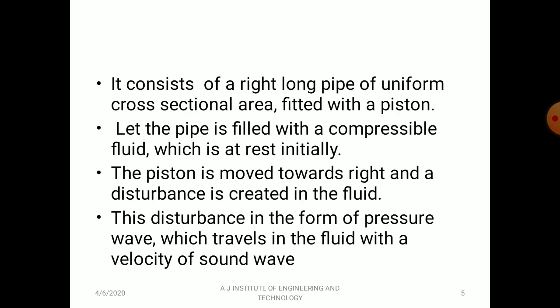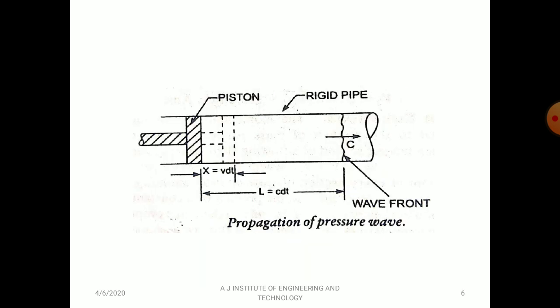So the experimental setup consists of a long pipe of uniform cross-sectional area A, fitted with a piston. This is a simple piston cylinder arrangement. Let the pipe be filled with compressible fluid which is at rest initially. The fluid is at rest, that is it is not going to move initially. The piston is moved towards the right and a disturbance is created in the fluid. Because of the piston movement, you create a disturbance in the fluid. This disturbance is in the form of a pressure wave which travels in the fluid with the velocity of sound wave.